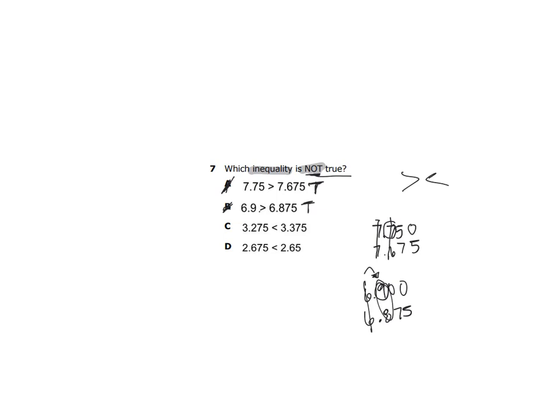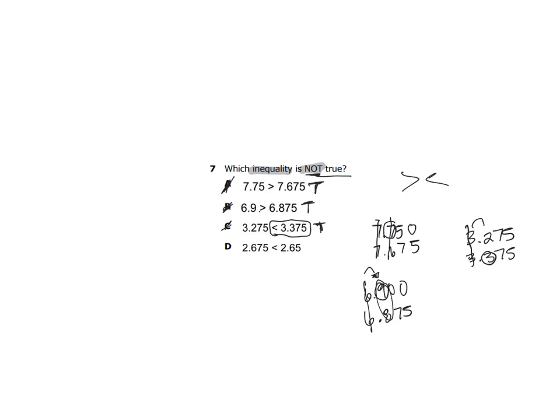Sorry. C, we have 3.275 and 3.375. Now I want you to pay attention. They're saying the second number is bigger. So let's check. Ones in ones place, same. Next door to the tenths place, 2 and 3. Okay, that's not the same. 3 is larger than 2, so this is also a true statement.